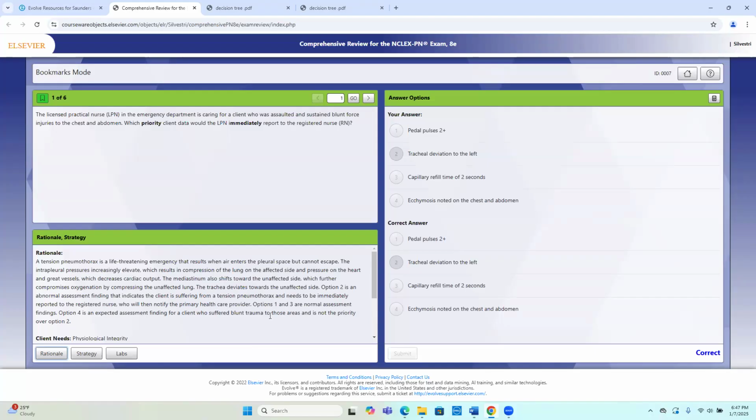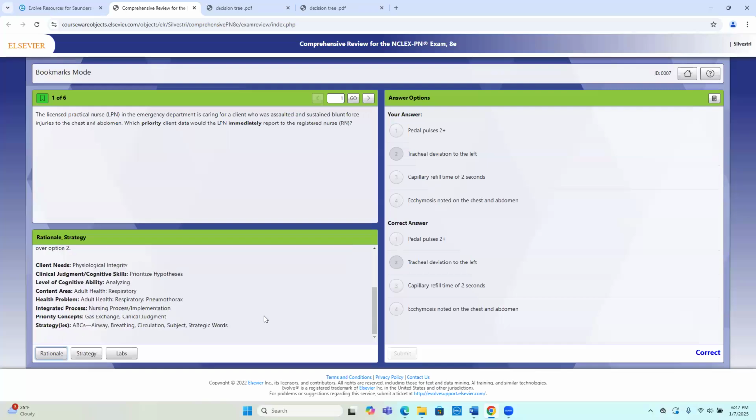Let's see. Options 1 and 3 are normal assessment findings, right? We talked about that. Option 4 is an expected assessment finding to blunt force trauma, right? We would expect there to be some bruising. Now, let's look at these. We know that the client's needs were psychological integrity, FYI. NCLEX will test you on different categories, and one of them is psychological integrity.